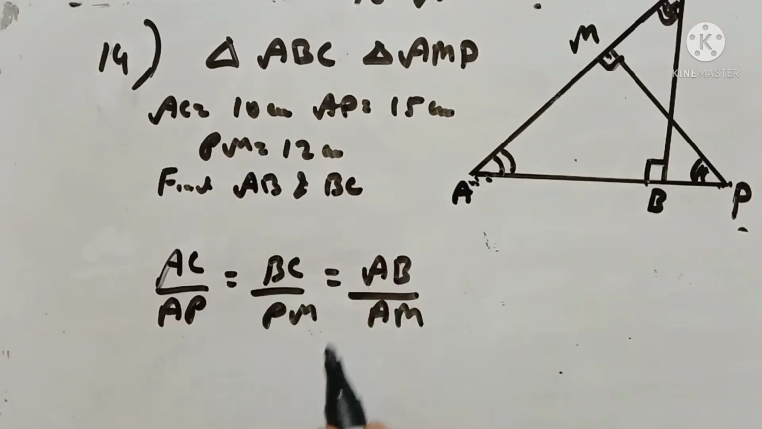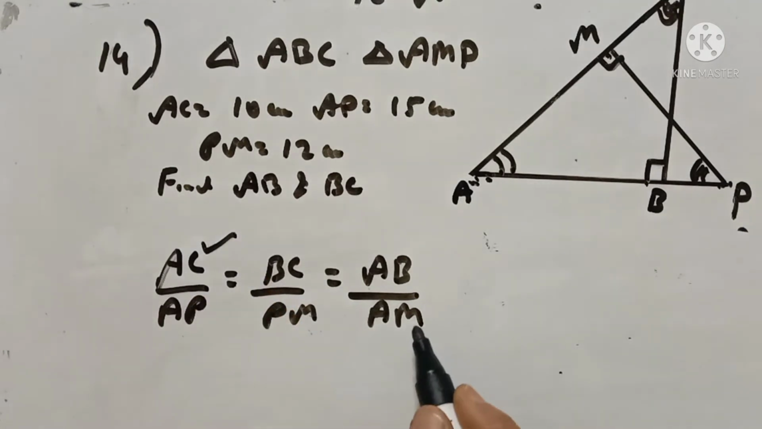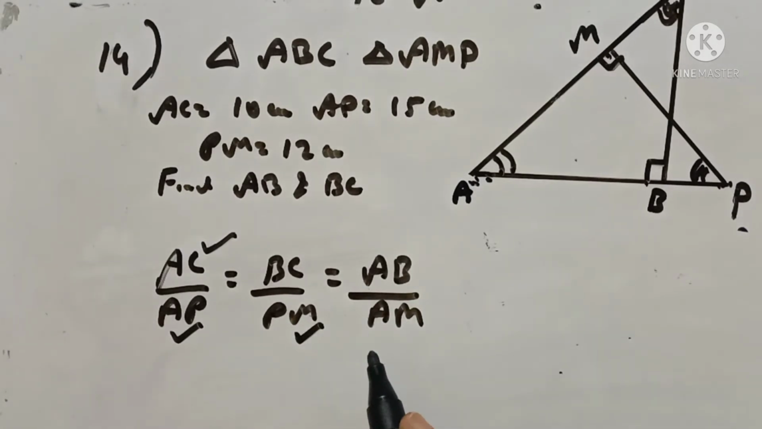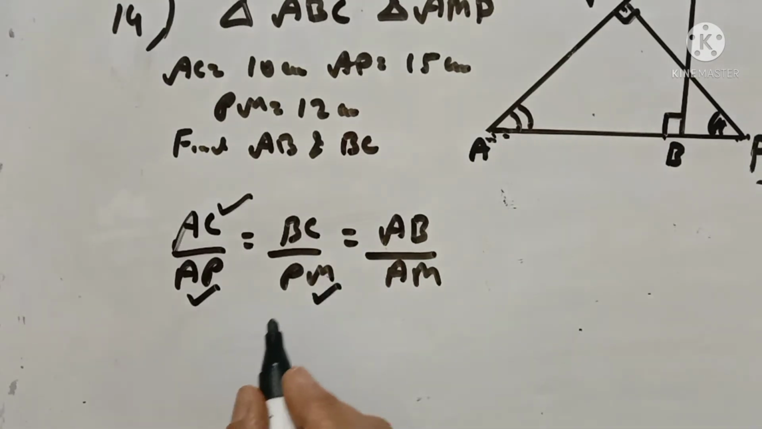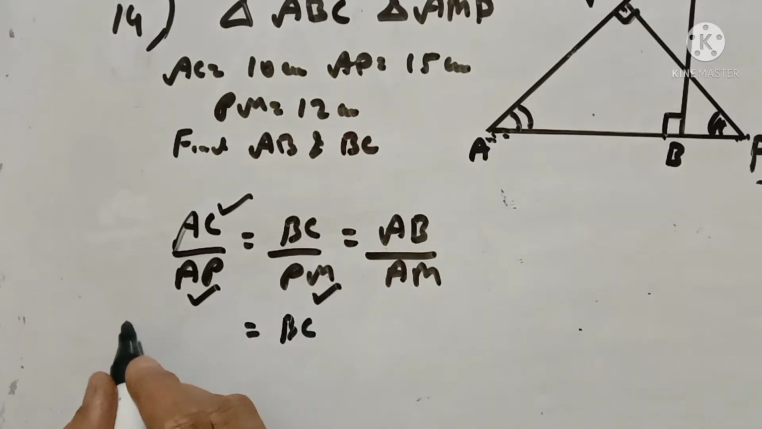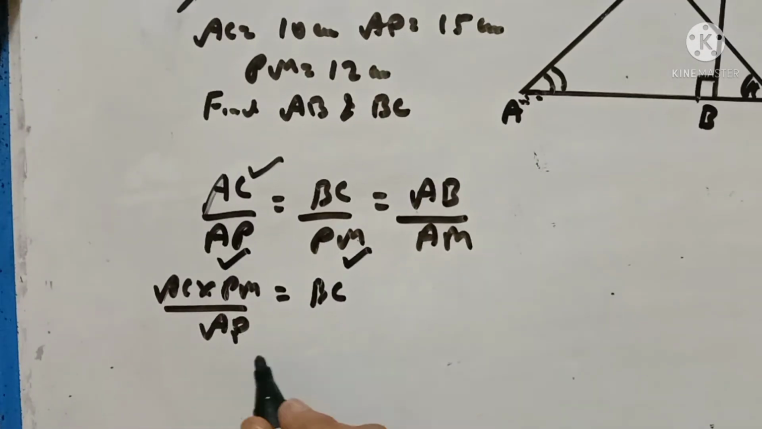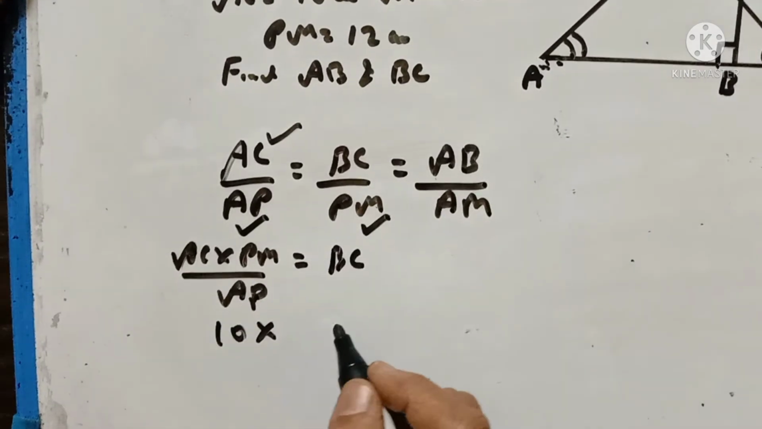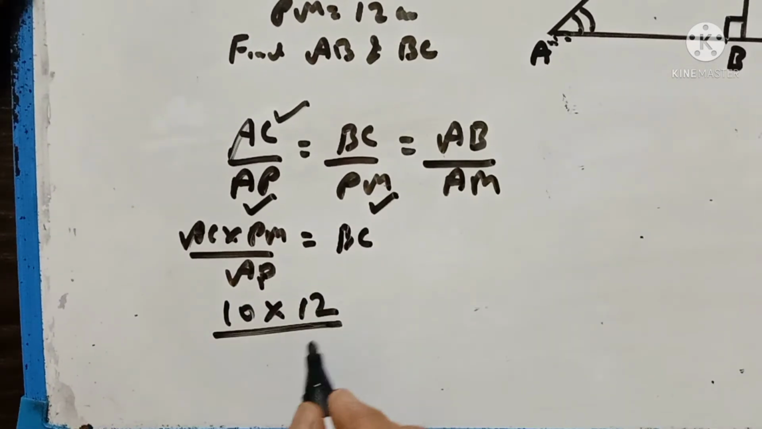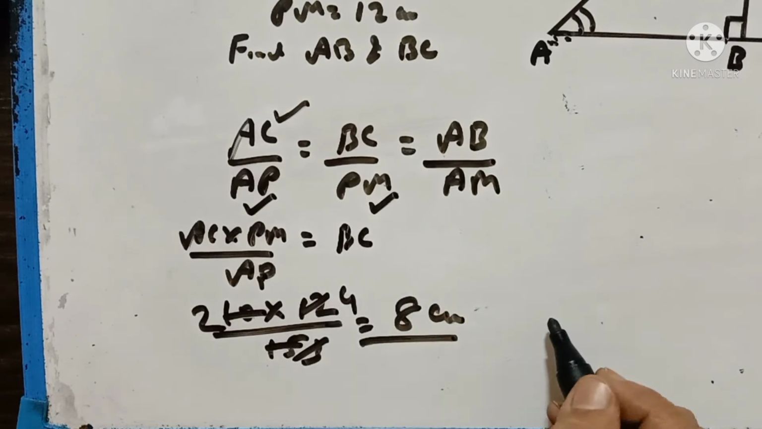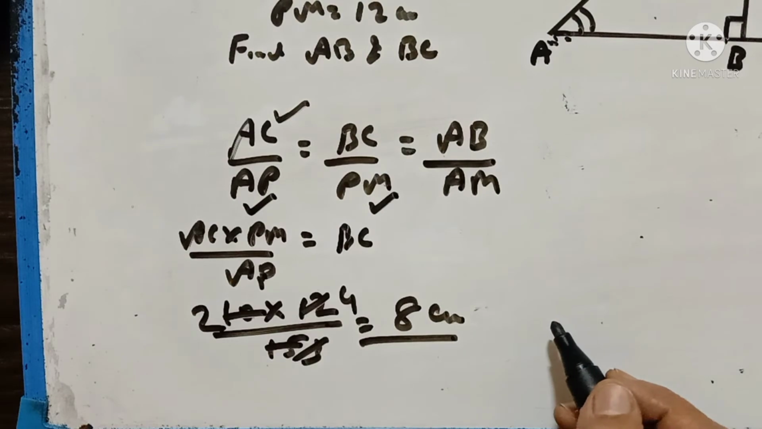What is given here? AC is equal to 10 centimeter. This is given. AP is equal to 15 centimeter. This is given. And PM is equal to 12 centimeter. So it is very easy to find BC. BC is equal to AC into PM upon AP. AC is 10 centimeter, PM is 12 centimeter, and AP is 15 centimeter. 5 3s are 15, 5 2s are 10, 3 4s are 12, 4 2s are 8 centimeter. So BC is equal to 8 centimeter.